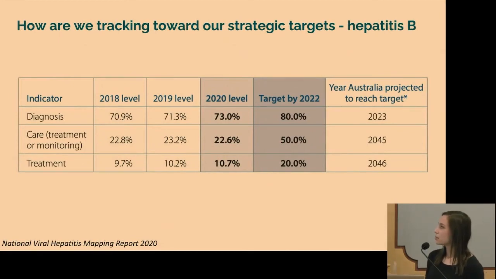In terms of how we're tracking, this just shows you the numbers over time. You can see, as I highlighted there, the care proportion going down. And based on the year we're estimated to reach the targets, we're well off where we should be. The closest we are is diagnosis, but of course, if people are diagnosed but not accessing care, that doesn't really help us much. So some significant change is needed to shift these numbers and make sure that people don't experience adverse outcomes that are totally preventable.